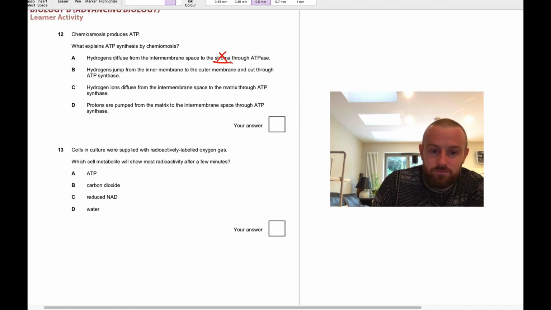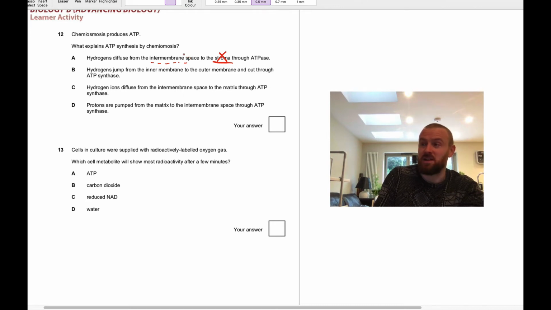Also, the reason it wouldn't be stroma is the intermembrane space. If it was photosynthesis, it would say from the thylakoid space through to the stroma. So those two things together are wrong. B, hydrogen jump from the inner membrane to the outer membrane. No, that's definitely not true. Hydrogen ions aren't in the membrane. C, hydrogen ions diffuse from the intermembrane space to the matrix through ATP synthase. That is correct, but we always check the last one as well. D, protons are pumped from the matrix to the intermembrane space. No, they're definitely not pumped. It's not an active pumping. So C is the answer.